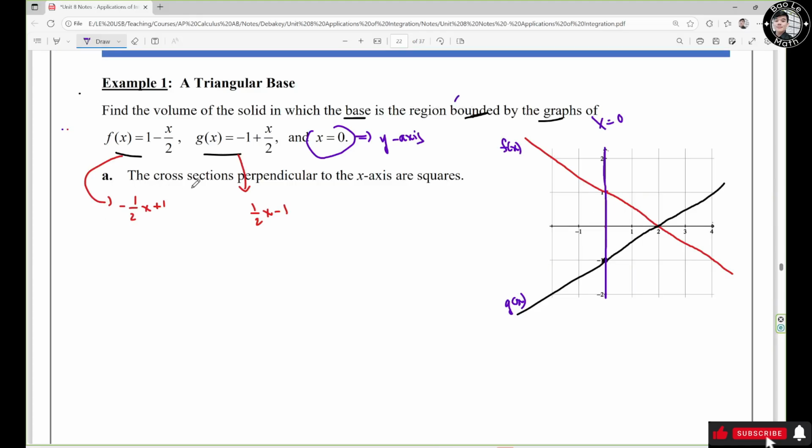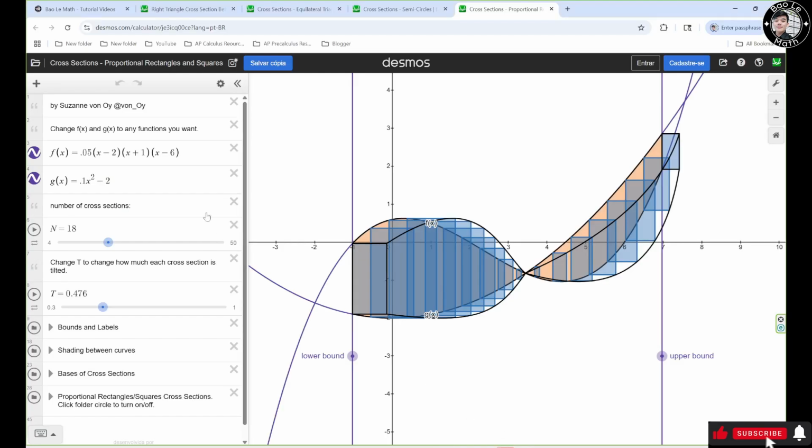Now, question 8. The cross sections perpendicular to the x-axis are square, right? So, you see that it's going to be something like this. The square. Alright, now you can use Desmos to visualize the problem. I'm going to pull it up right here. I'm going to leave the link in the description. Make sure you check it out.